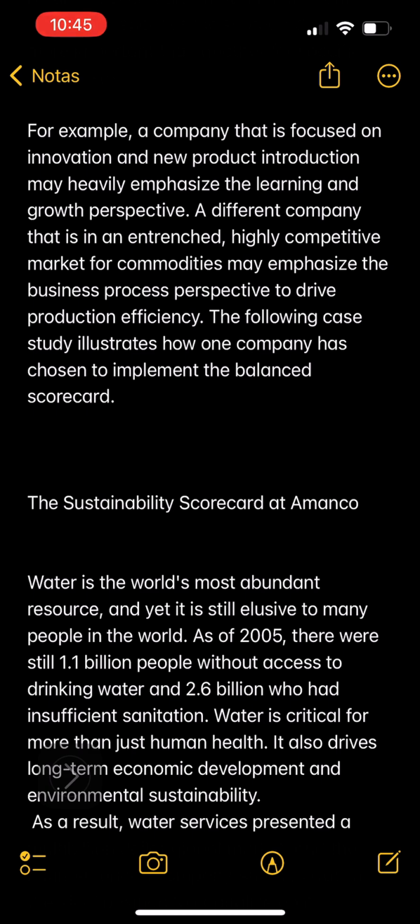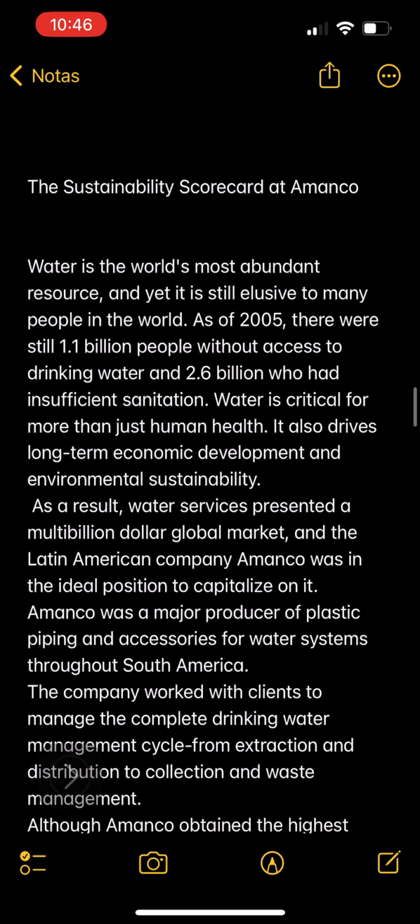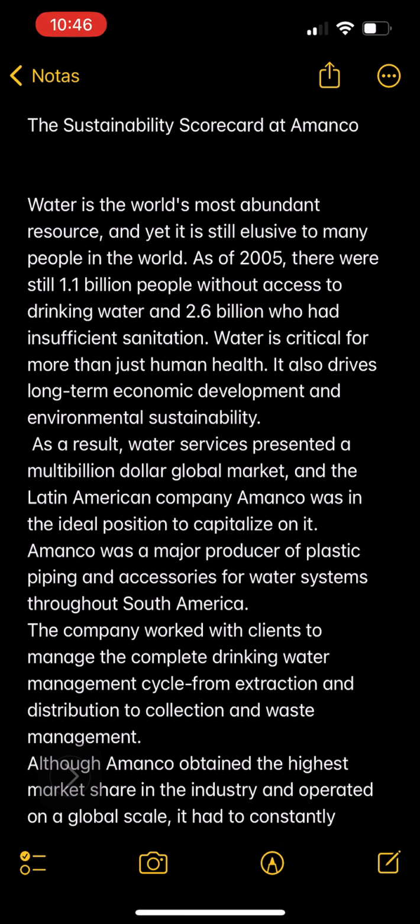The sustainability scorecard at Amanco. Water is the world's most abundant resource, and yet it is still elusive to many people in the world. As of 2005, there were still 1.1 billion people without access to drinking water and 2.6 billion who had insufficient sanitation. Water is critical for more than just human health. It also drives long-term economic development and environmental sustainability.